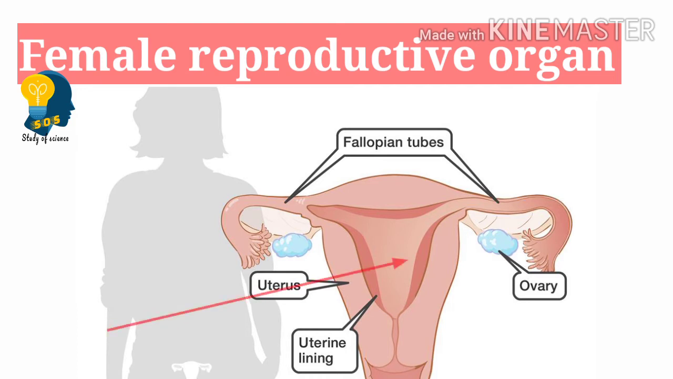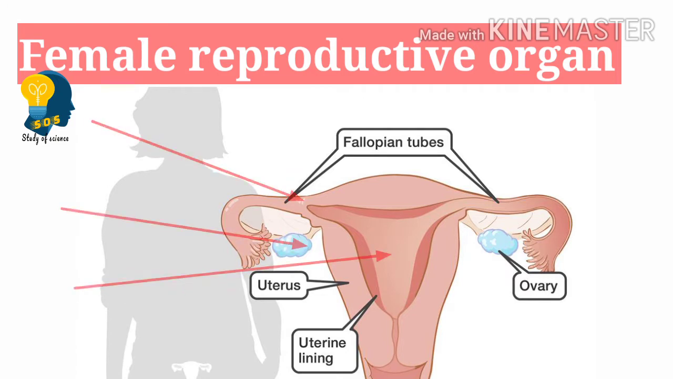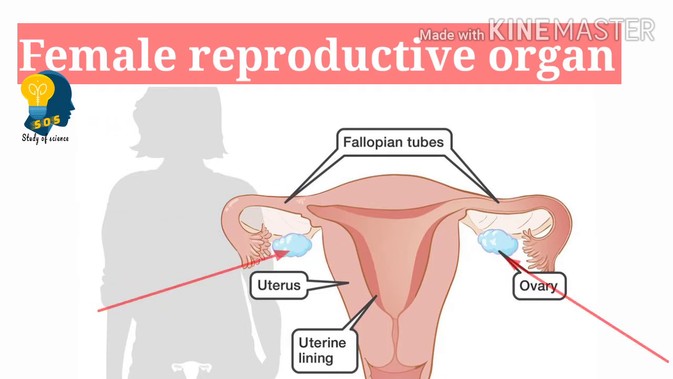There are so many other parts as well in the human female reproductive organ, but we are going to mainly focus on these three parts. They are the ovaries, oviduct, and the uterus. We are going to mainly study about these three parts this year. Then let us start by understanding the first part, that is ovary.